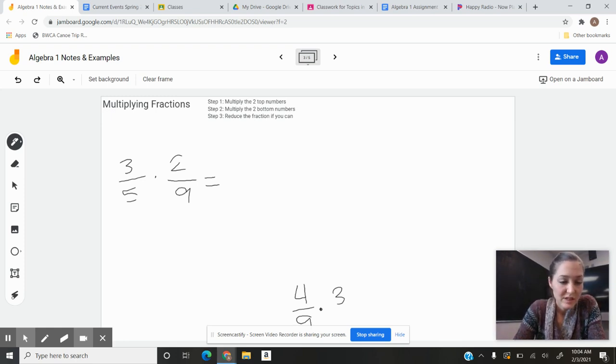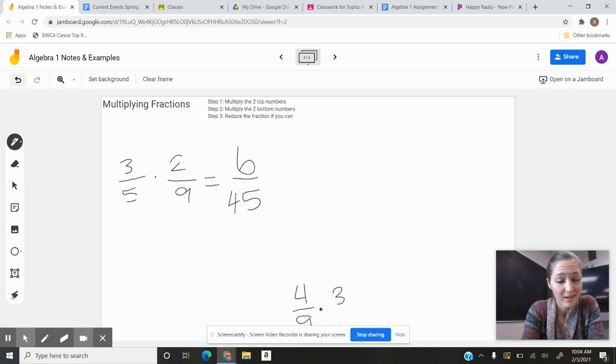All right, so when we multiply fractions, we're just going to multiply these top two numbers and then multiply these bottom two numbers and then reduce if possible, and that's it. All right, so multiplying the top two numbers, 3 times 2 is 6. 5 times 9 is 45.